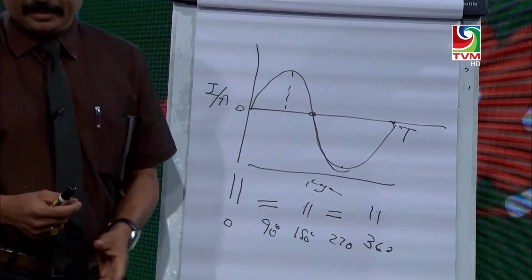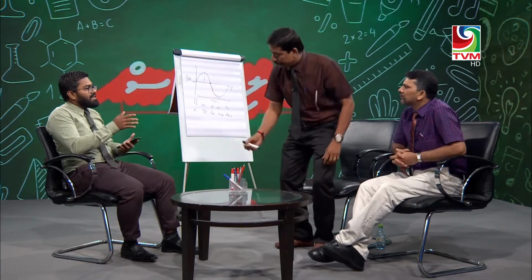Okay. So basically what we saw was that in AC generators we apply Fleming's right-hand rule, and in the DC motor we make use of Fleming's left-hand rule.